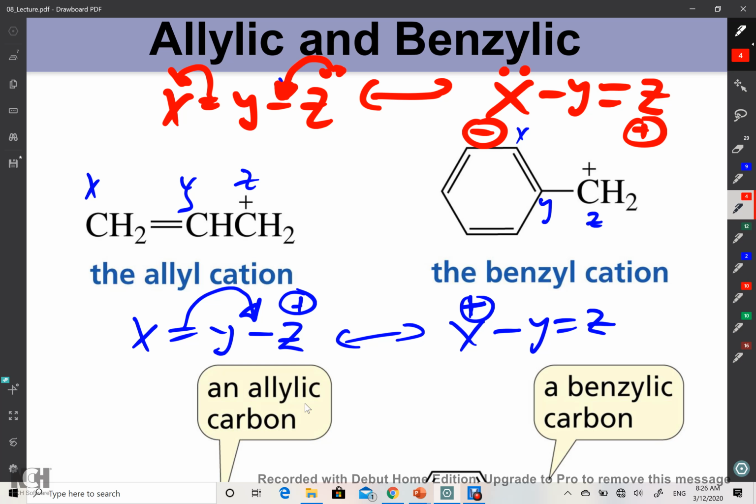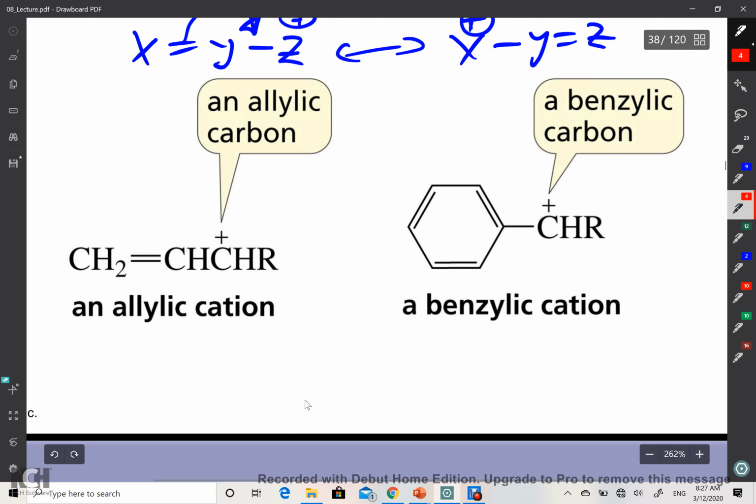I just want to show the difference in moving arrows between the systems. If you have an X equals Y minus Z with a lone pair, that's the way you move the electrons, and that's how your resonance structure will be. If you have this other kind of system, that's the way you move the electrons, and that's how your resonance structure will be. In the case of the first system, Z will always be either an oxygen or a nitrogen. Does that make sense? We'll probably look at some examples.